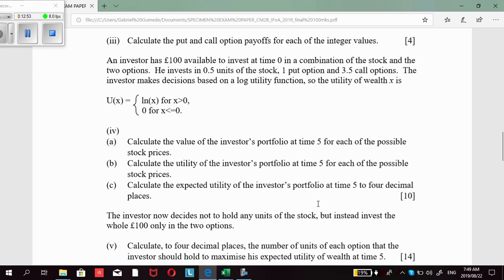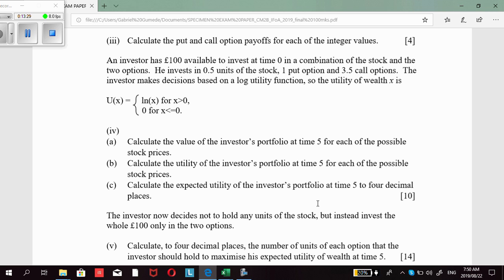Now they're saying an investor has £100 available to invest at time 0 in a combination of stock and 2 options. He invests 0.5 unit of stock, 1 put option, and 3.5 call options. The investor makes decisions based on the log utility function. So the utility of wealth X, where X is your wealth, is the natural log of X for values of X greater than 0, or 0 for X less than or equal to 0.